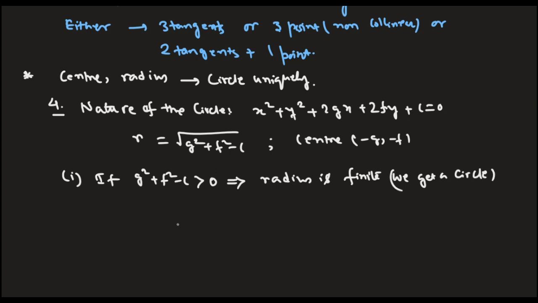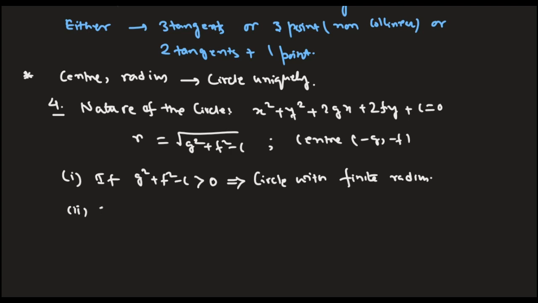Now we get a circle. You can write it in this way: a circle with a finite radius. This language will be more comfortable. Here we should write: we get a circle with a finite radius.